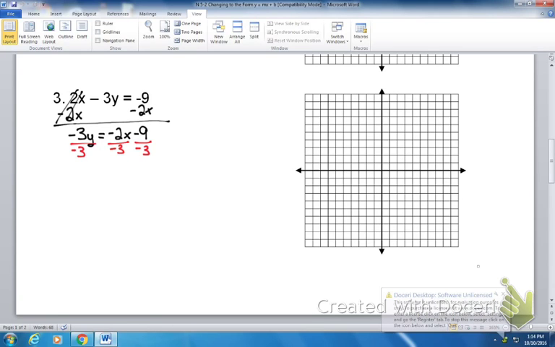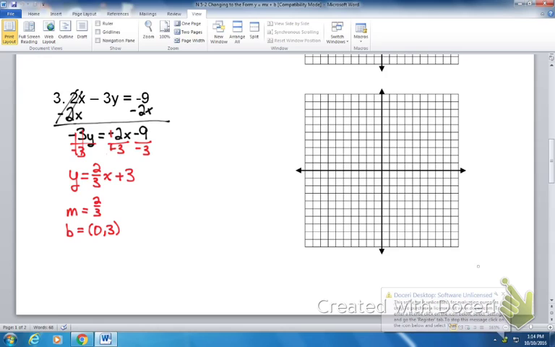And now I just need to simplify. I've got y equals, because the 3's cancel, negative 2 over negative 3x, but the negatives cancel each other out, and it leaves positive 2/3 x. And negative 9 divided by negative 3 is positive 3. So now I've got my slope is 2/3, and my y-intercept, or b value, is 0, positive 3. So watch out for those negatives, because if you miss that, you're going to miss everything.